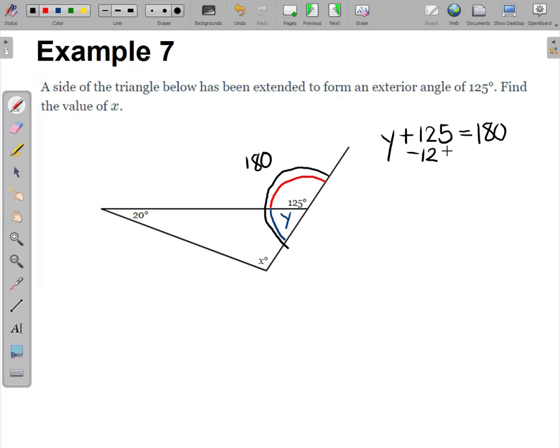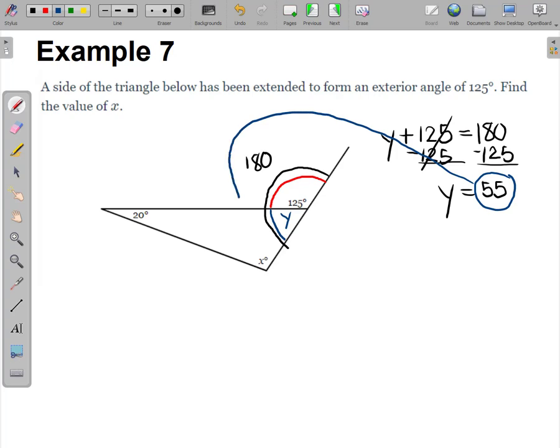Then I'll use the subtraction property of equality, which is a fancy way of saying subtract 125 on both sides. On the left, this will cancel to 0, but y plus 0 just simplifies to y. Then on the right side, 180 minus 125 leaves me with 55. So I'm going to take this value of 55 and substitute it for y right there. I'll put 55 degrees here because this is where I've got room, and just to clarify, that's for the blue angle.